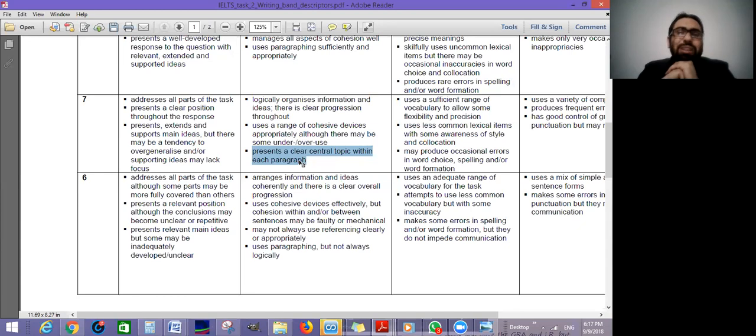Fair enough. I really don't recommend 3 body paragraphs. I don't think it's necessary. And now, as you all know, they've just removed the word count from IELTS. I'm sure you all heard about this news.